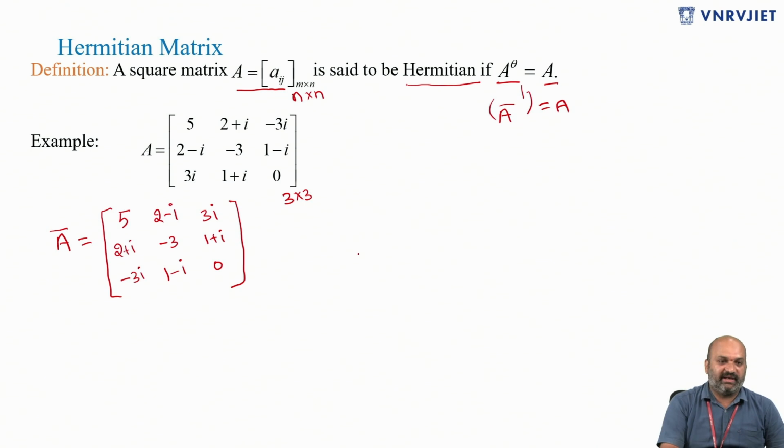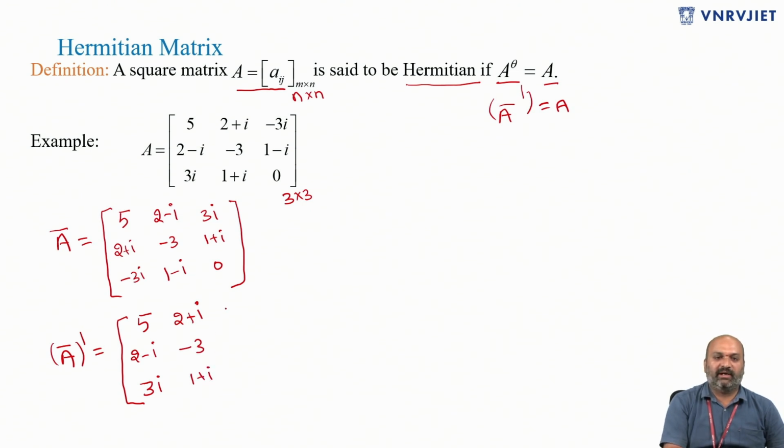Now we'll see the transposed conjugate of the matrix. The transposed conjugate is A bar transpose. Now we interchange rows and columns. The first row as the first column: 5, 2 minus i, minus 3i. The second row as the second column: 2 minus i, 2 plus i, minus 3 and 1 plus i. The third row as the third column: minus 3i, 1 minus i, and 0.